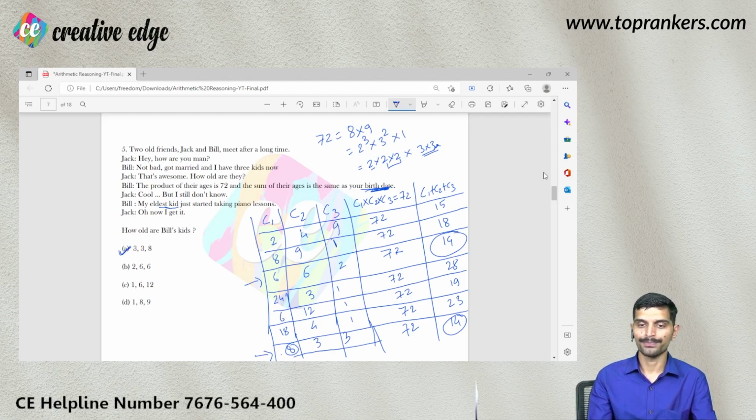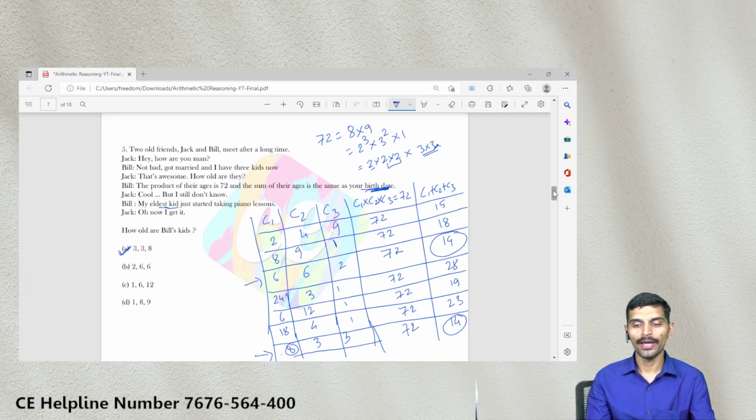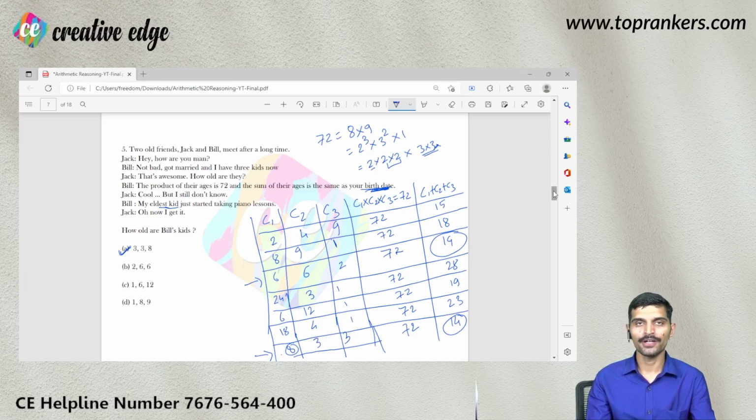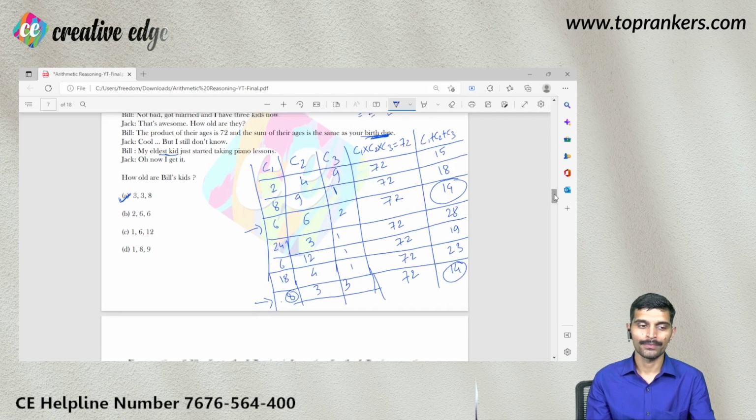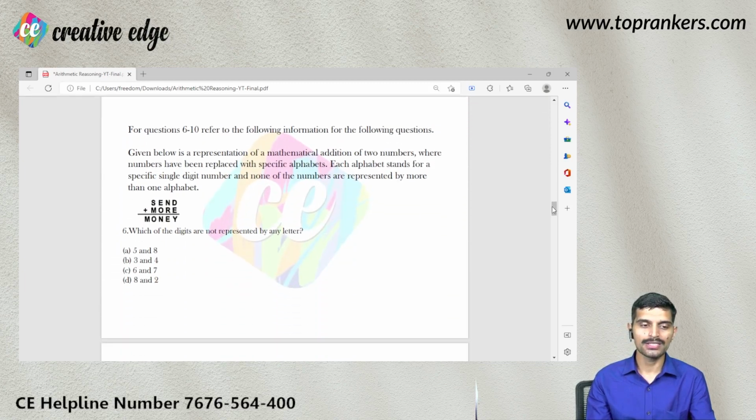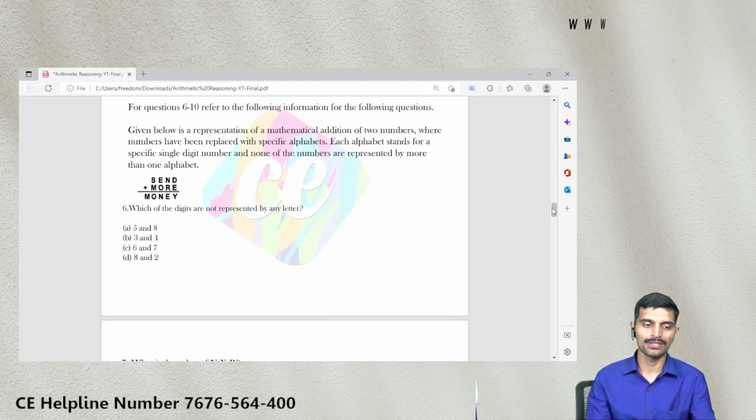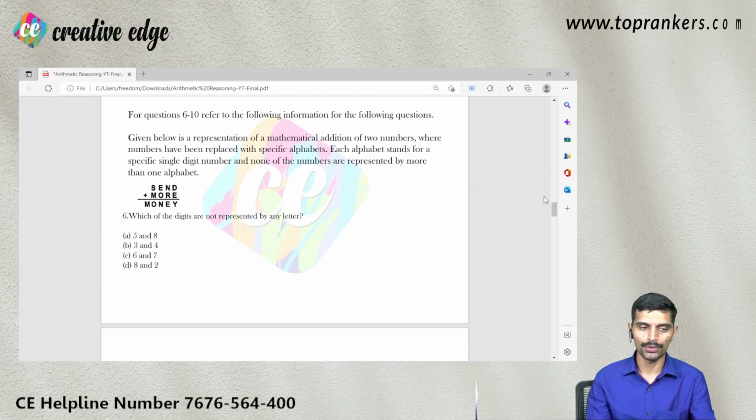Correct answer here. I hope now you can differentiate why arithmetic reasoning is different than quantitative aptitude, why it is not a regular conventional arrangement kind of reasoning. Let's see a next set of questions; this will also give you a few insights.